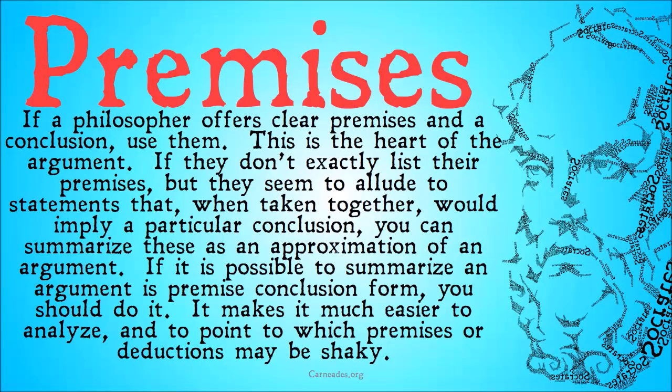If a philosopher offers clear premises and a conclusion, use them. This is the heart of the argument. If they don't exactly list their premises, but seem to allude to statements which, when taken together, would imply a particular conclusion, you can summarize these as an approximation of an argument. If it's possible to summarize an argument in premise-conclusion form, you should do it.